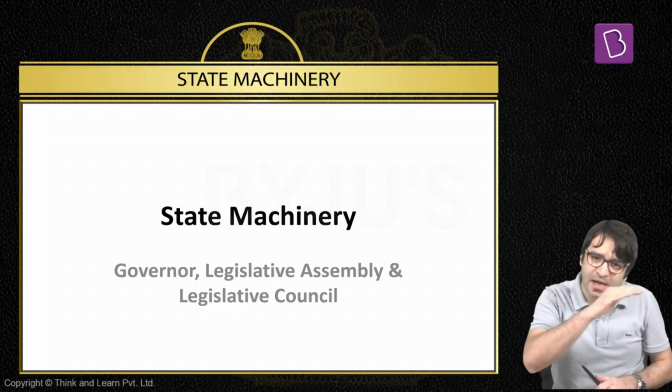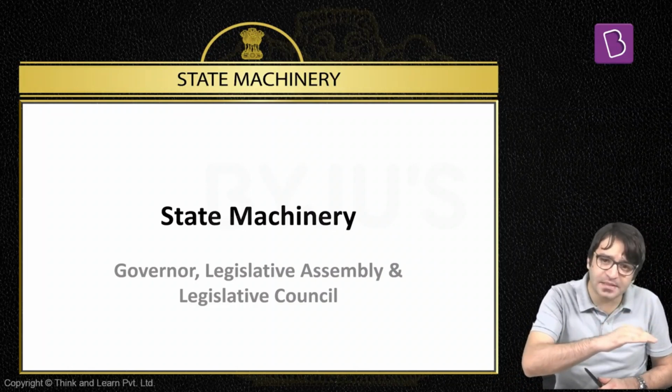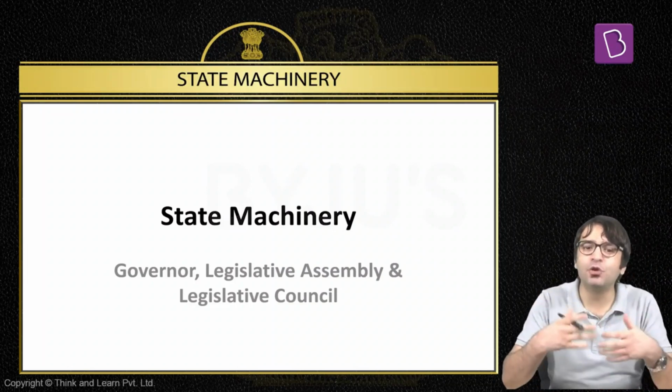State executive consists of governor, chief minister, council of ministers, and advocate general of a state. That means the same parliamentary structure that we follow at the center, the same structure we follow in the states as well. And when it comes to state legislature, what did we discuss in union legislature?